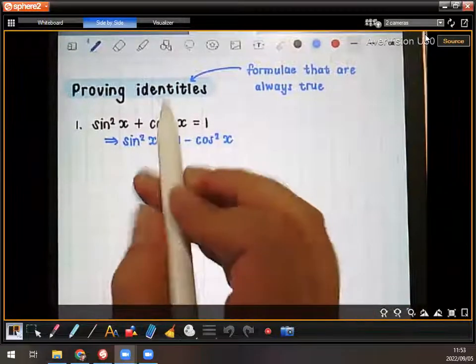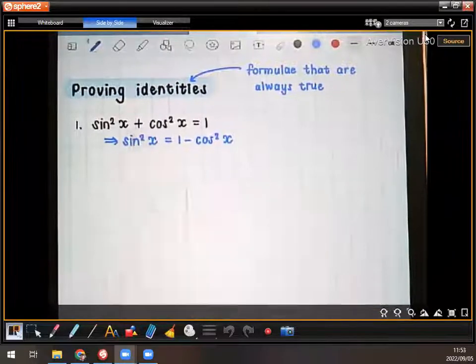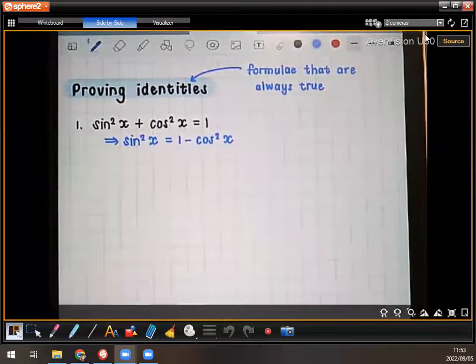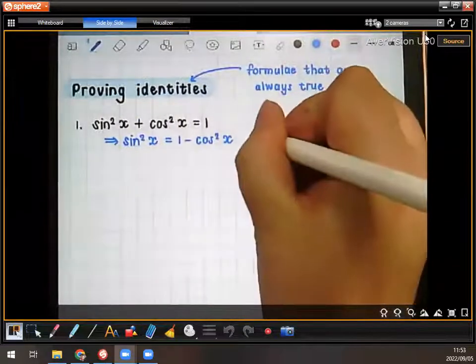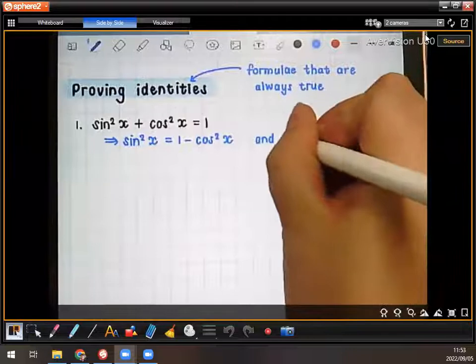So you'll see when we're doing examples, sometimes it's useful that if you have a sine squared x, to actually replace it with 1 minus cos squared. Okay, we can do the same thing with cos squared x. We can make cos squared x a subject.